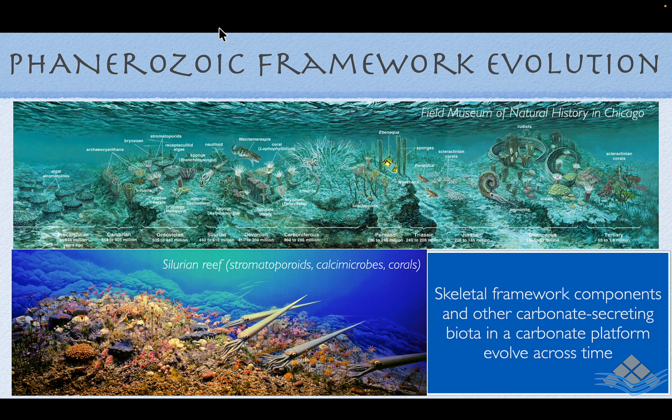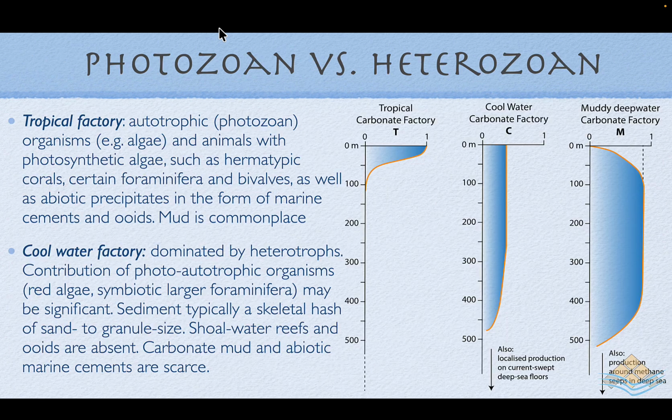Now, within that framework of the evolution of the components of a carbonate platform, we see additional associations that were not dominated by the photozoans. We talk in quite a bit of detail about the contrast between the tropical factories, which are photozoan-dominated autotrophic organisms, along with animals such as corals, which had symbiotic relationships with photosynthetic algae, building these massive reef mounds.